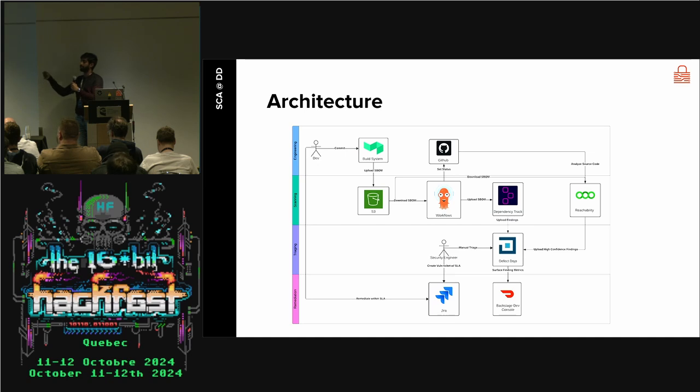The score is assigned to the service, yeah.